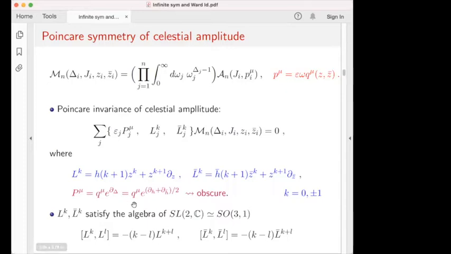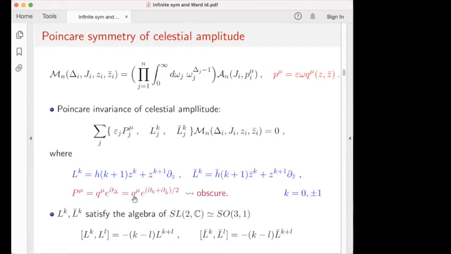This can be seen as follows. For the translational generator in momentum space, this means the insertion of momentum p here, and p can be written as the product of omega and q. So this means delta j will shift by 1. This explains the e to the d delta factor, and this q mu only depends on z and z bar, so it's left untouched in this integral transformation. So we also have this q mu here.